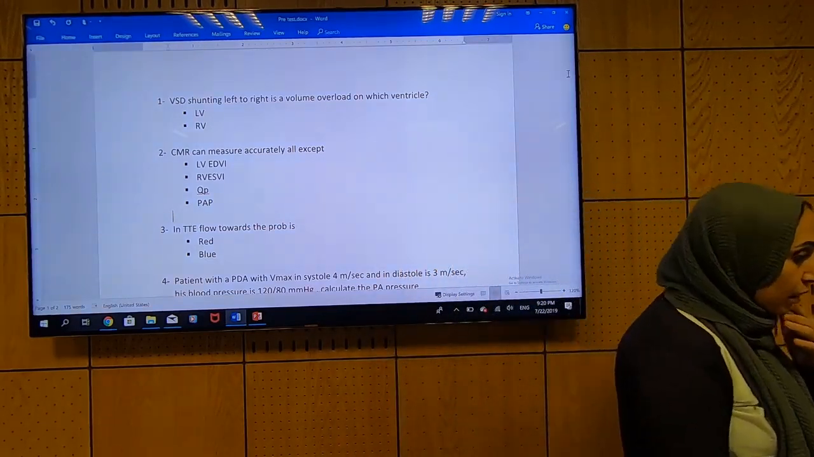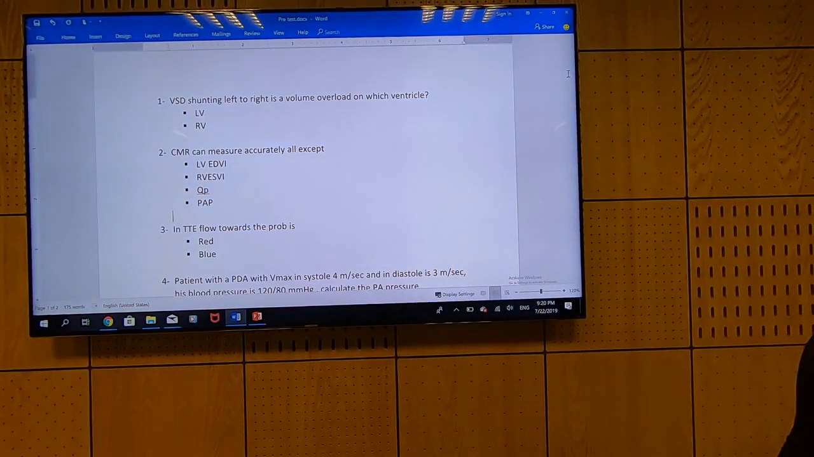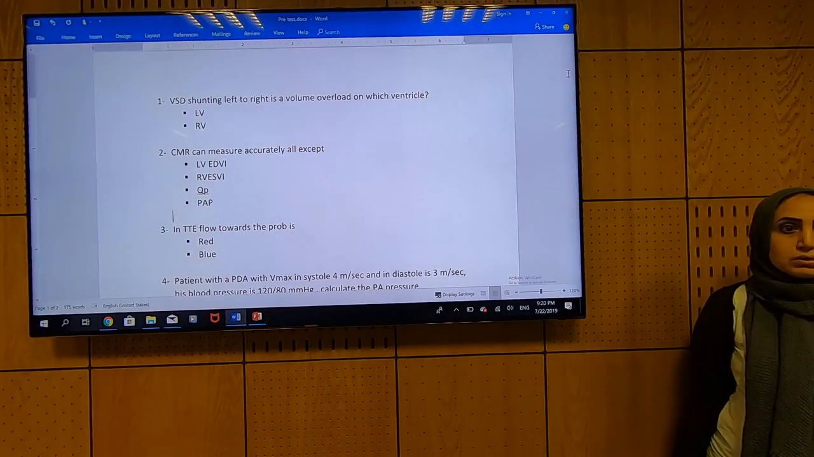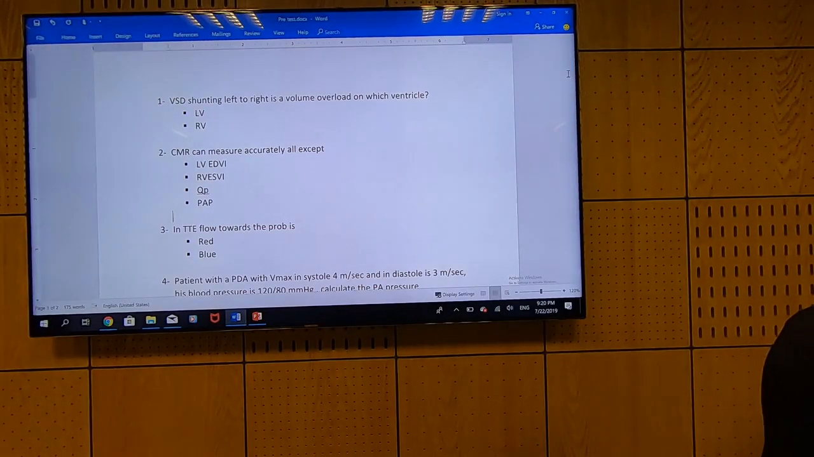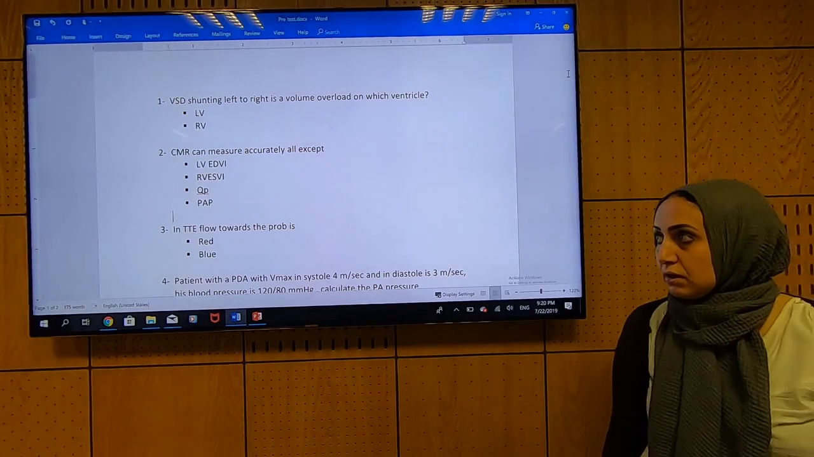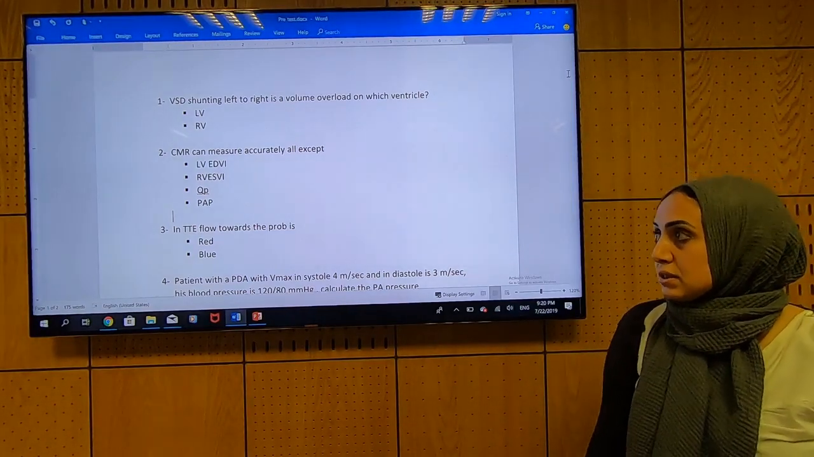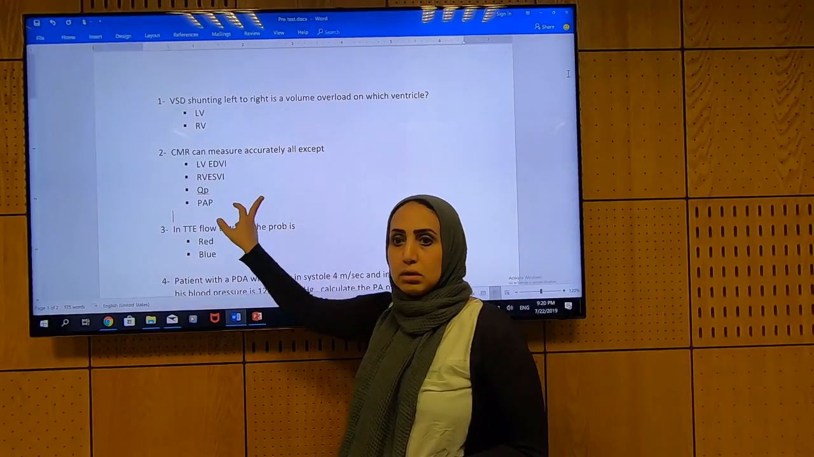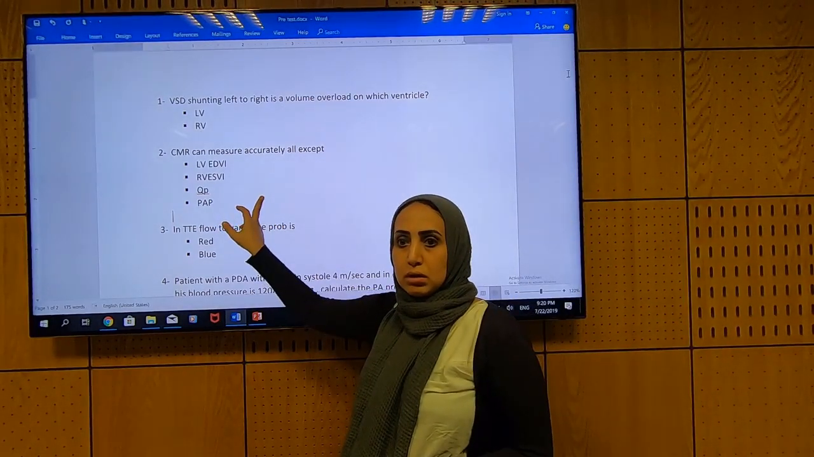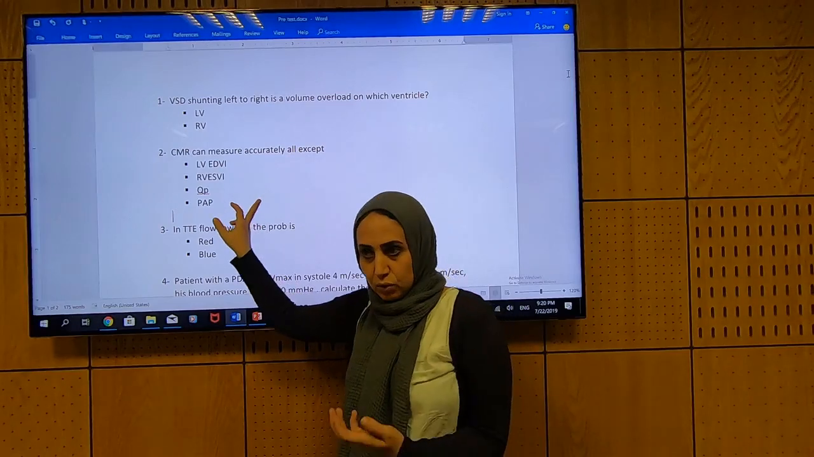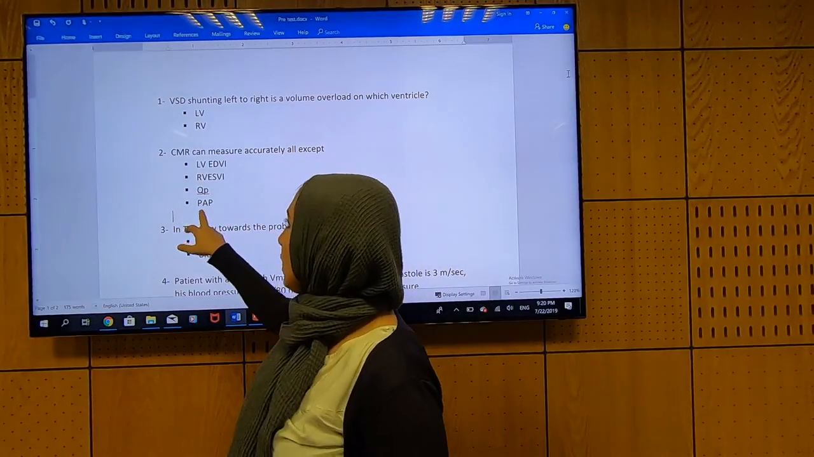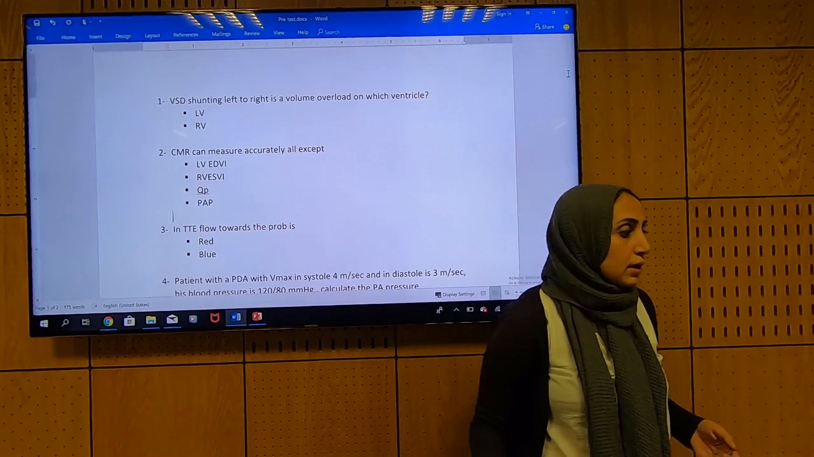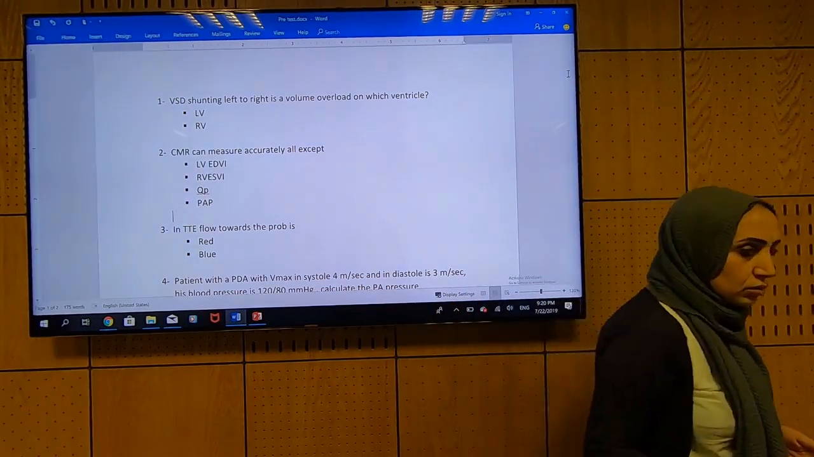The first one asks about the VSD: shunting left to right is a volume overload, but on which ventricle, left or right? Here we discussed that cardiac MRI can measure some data, so the volumes of the left and right ventricle in diastole and in systole, and the QP. What does QP stand for? Flow, quantitative flow. It's for flow.